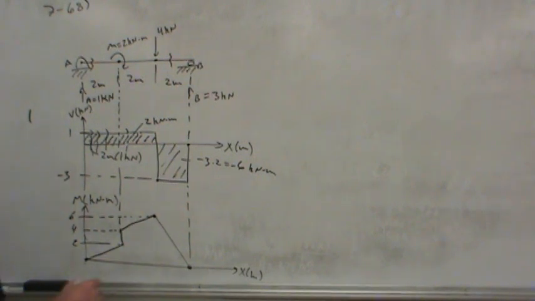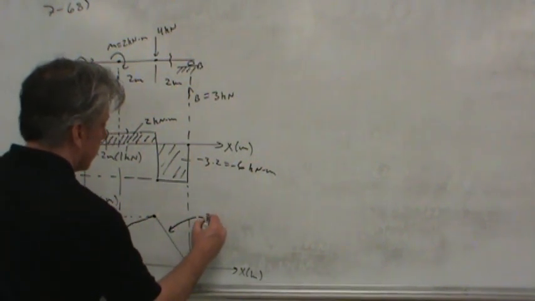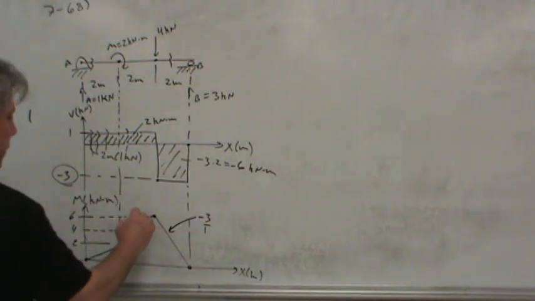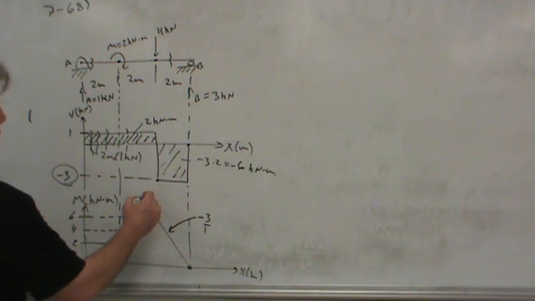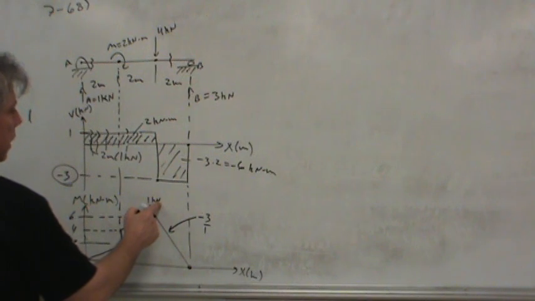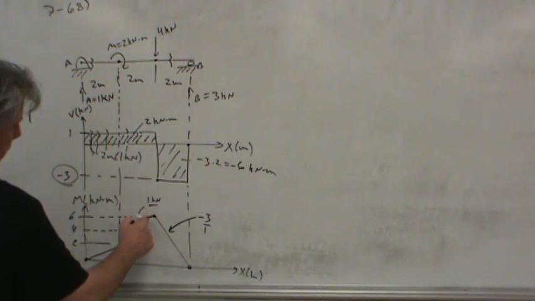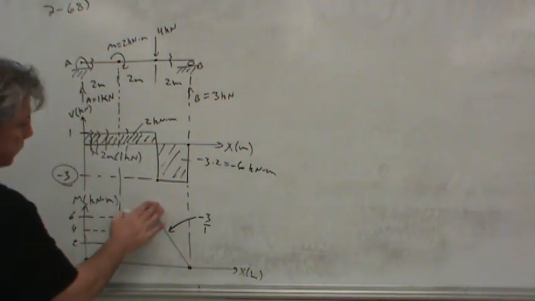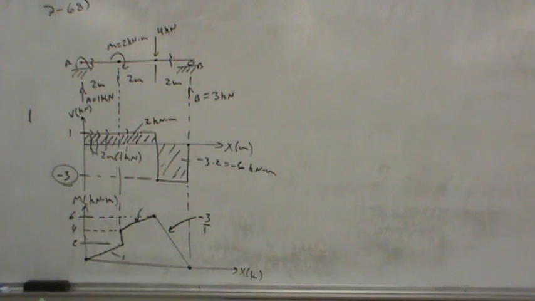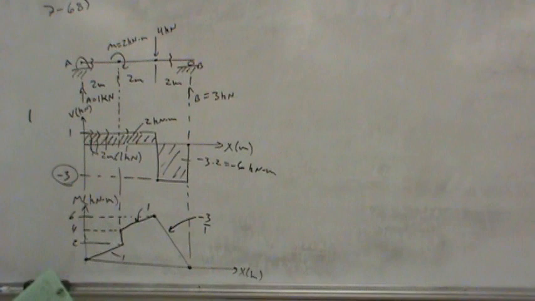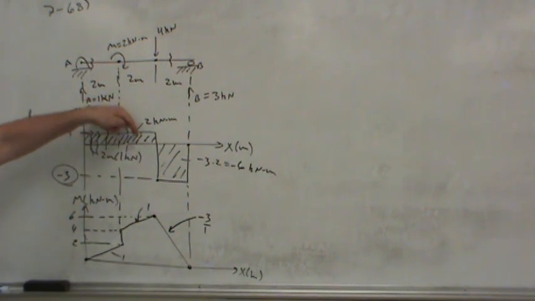As a matter of fact, what you'll notice is that the slope of this line is negative 3, right there. It's the magnitude of the shear. Just like the slope of this line is simply 1 kilonewton per meter? No, 1 kilonewton meter per meter. Same thing as this, the slope here is also 1. Because the shear diagram tells us the slope. So if you want to know the slope of the moment at any point, just look at the magnitude of the shear at that point and you'll know the slope.